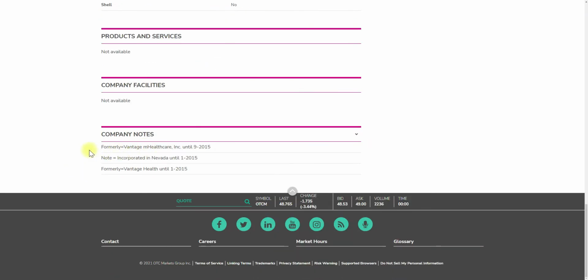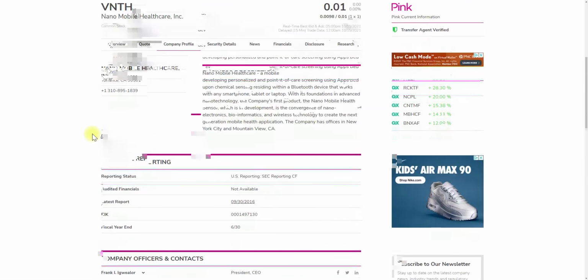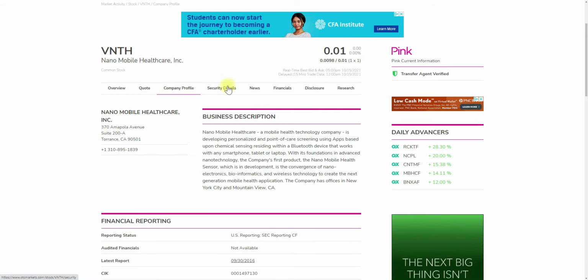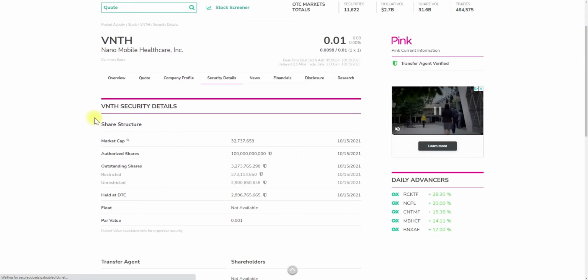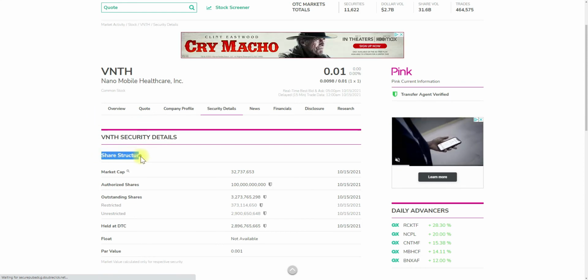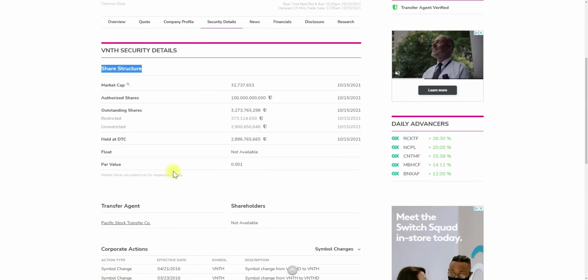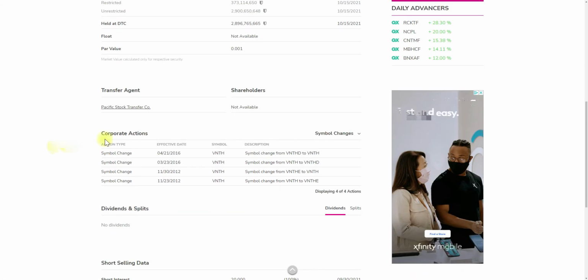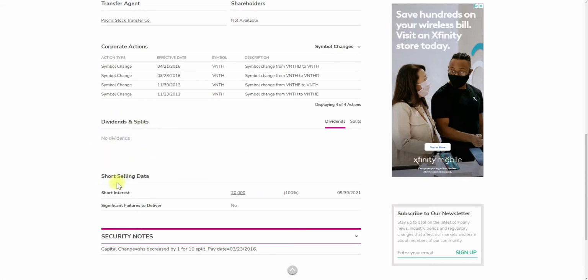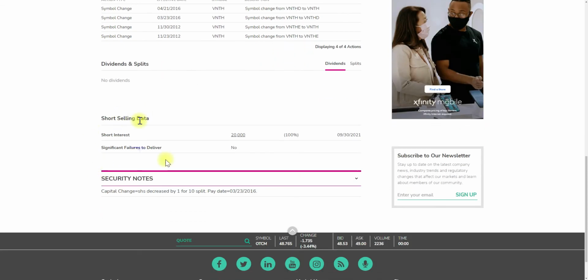All right, so let's scroll back on up. Now, this is going to be one of the most important ones, the security details, and this is what we're going to get into today. This is the share structure of the company. I'll come back to this in a second. All the shares are held at this transfer agent, which is Pacific Stock Transfer Co. These are the corporate actions taken on X date. No dividends in this one. Short selling data is, like I said, hit or miss.